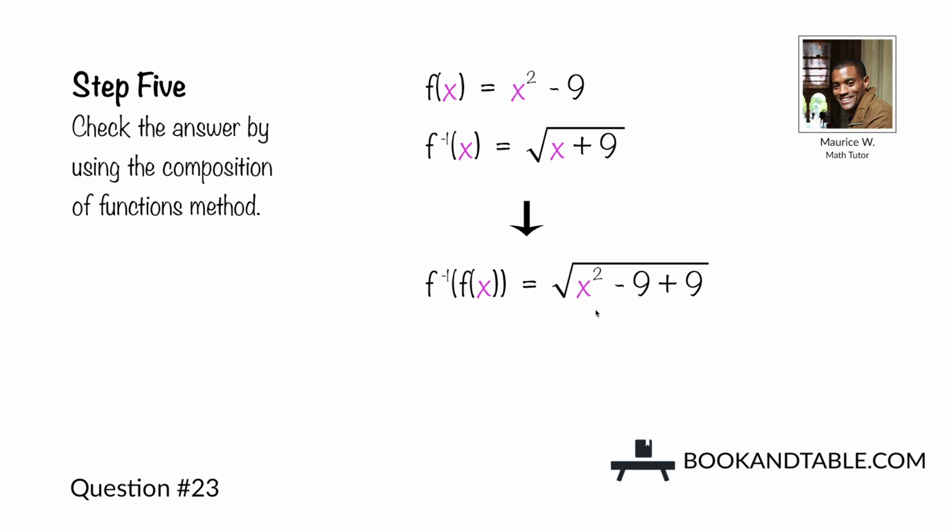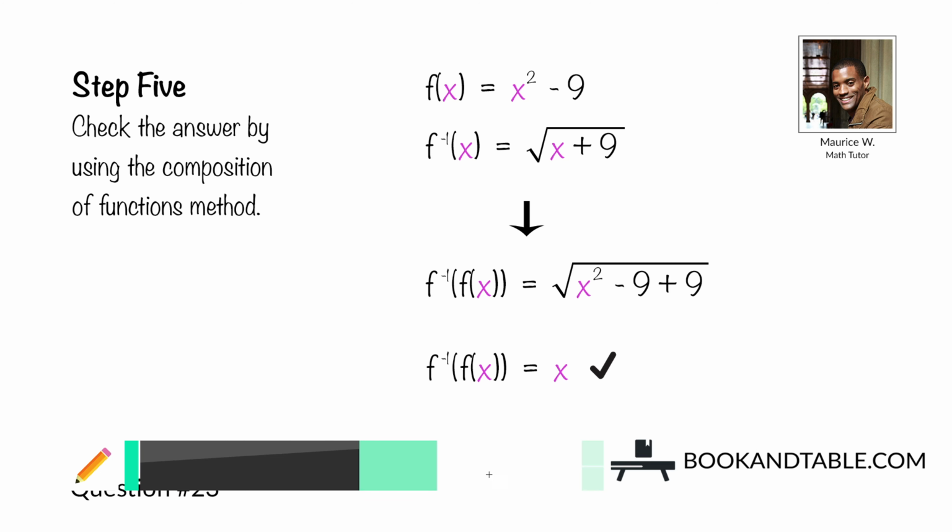And now we evaluate this expression. Negative 9 plus 9 cancel each other out, leaving us with the square root of x squared. And the square root of x squared is equal to x. So since both orders give us an outcome of x, that confirms that the inverse function is the square root of x plus 9. So that is the answer to question number 23.